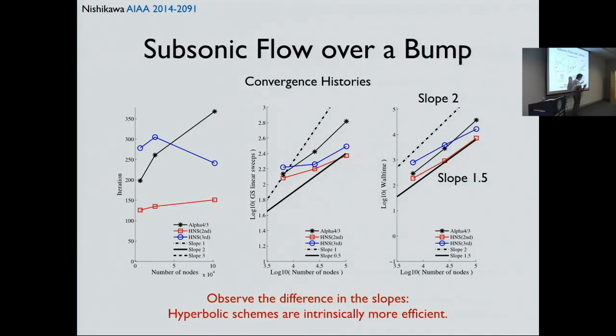So by doing some smart programming or using many processors or whatever, you can take this data down, but it's very hard to change this slope. So it will eventually overtake. So that's what I mean by intrinsically more efficient.